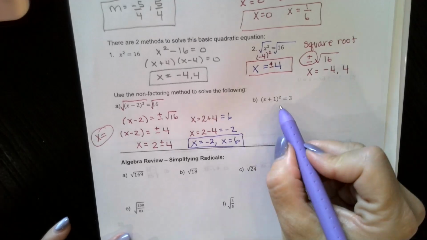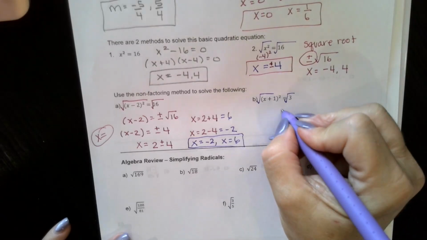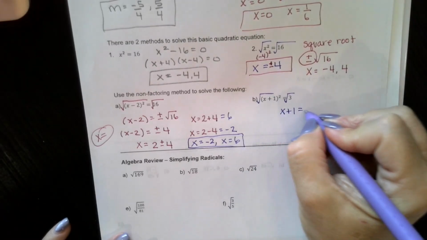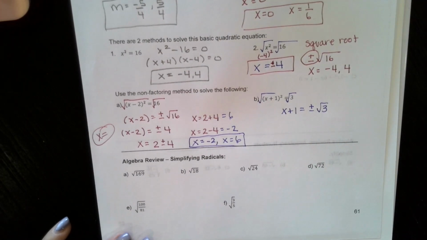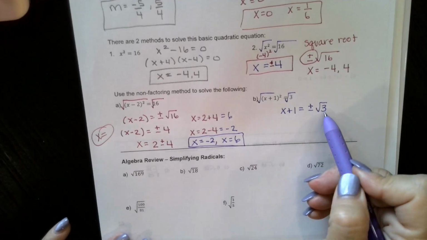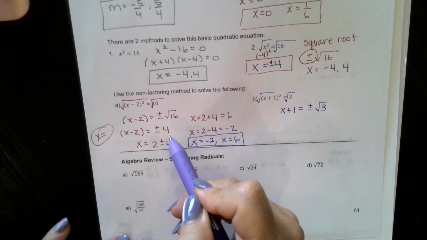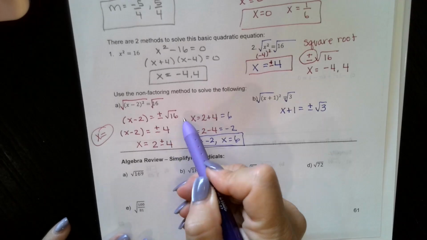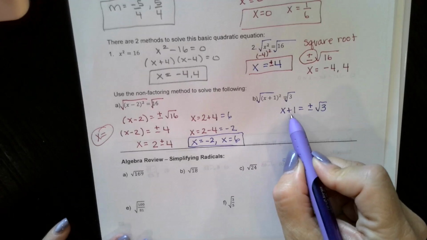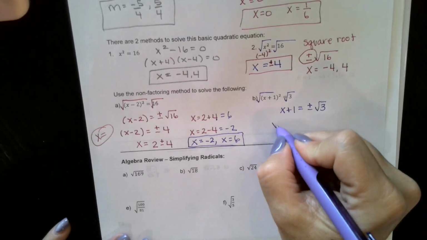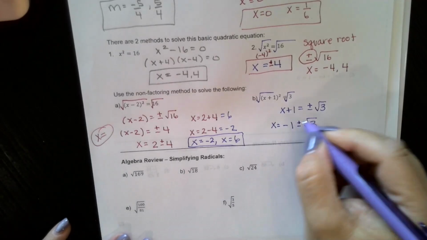Okay, so non-factoring method. I take the square root of both sides. This gives me x plus 1 equals plus or minus the square root of 3. This looks really funky now because this 3 is not a perfect square, so I can't simplify it like I did over here and make the square root of 16 into 4. But the process is the same. I still want x equals, so I have to move the 1 over. What I end up with is negative 1 plus or minus the square root of 3. This is my answer.